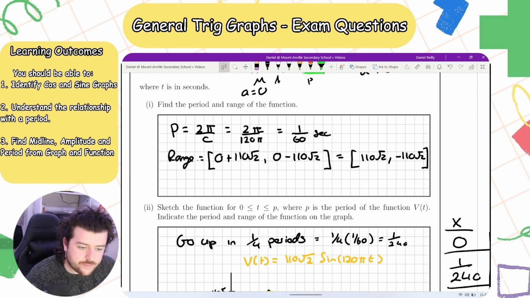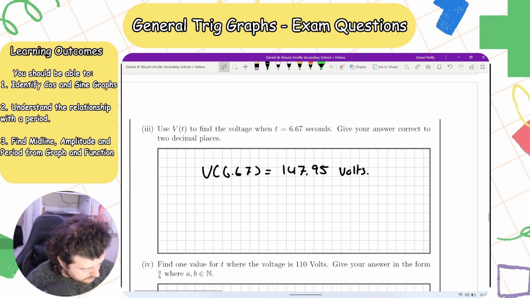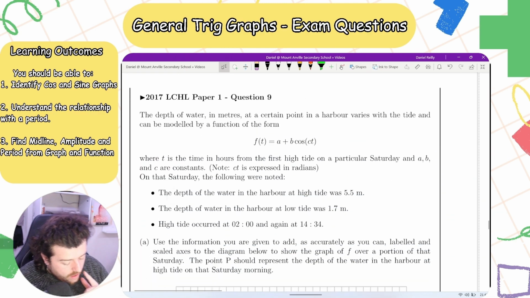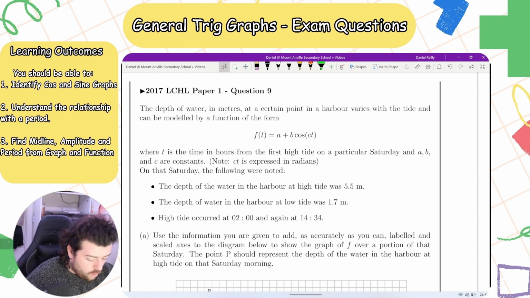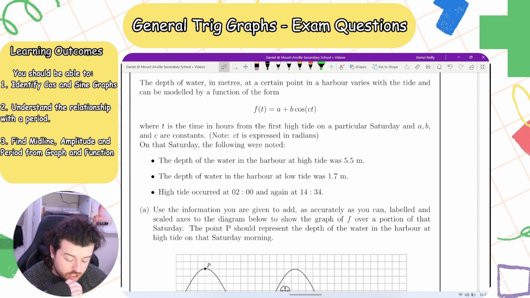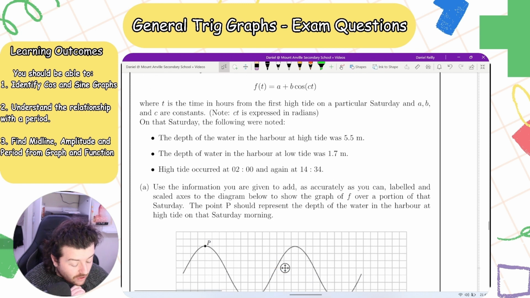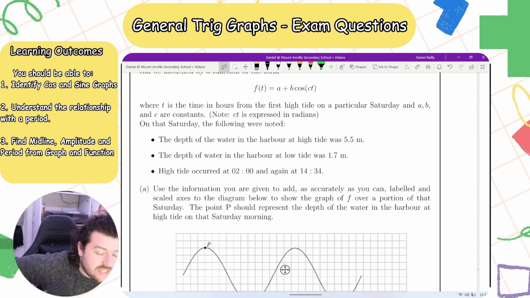Right. The depth of the water in meters at a certain point in a harbour can be modelled by a function of this form: A plus B cosine ct. So it's saying here it's a cosine function, where t is the time in hours from the first high tide on a particular day, a particular Saturday. A and B and C are constants. Note ct is expressed in radians.